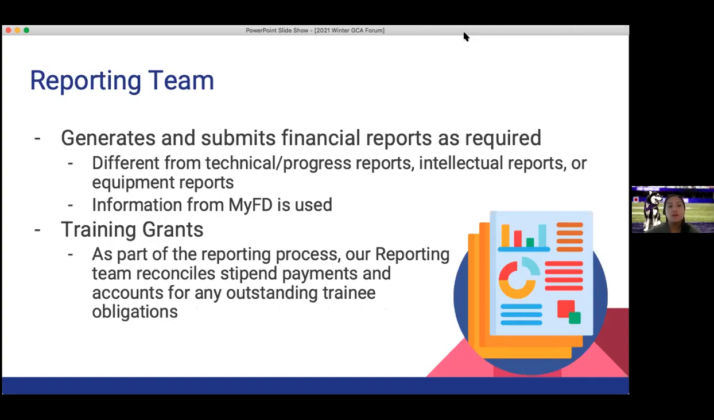And then our reporting team generates and submits the financial reports, which again is set up in the beginning, at award setup. It's important for timely and accurate reporting to maintain good relationships with us, the sponsor, as well as your departments. About 200 financial reports are submitted each month, and 75 are manual submissions. Just a note that these are different from your progress reports and your technical reports. GCA only does the financial report piece. They're also responsible for training grants. During training grant season, they will work with you to reconcile the stipend payments and any outstanding training obligations. Next slide.